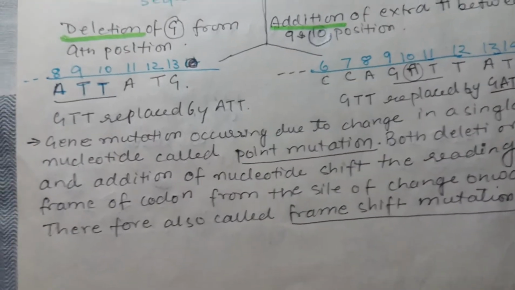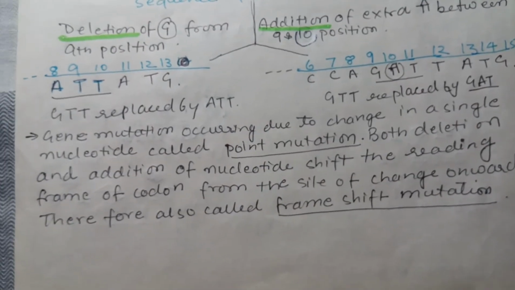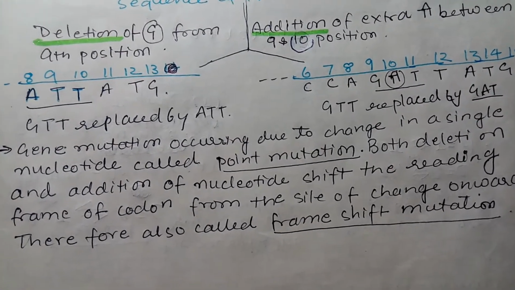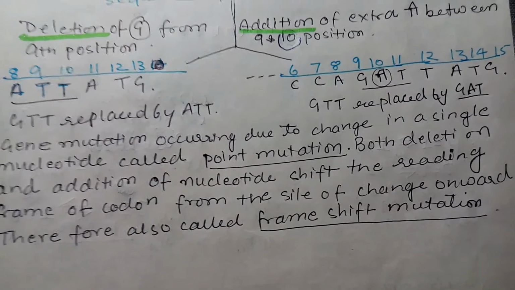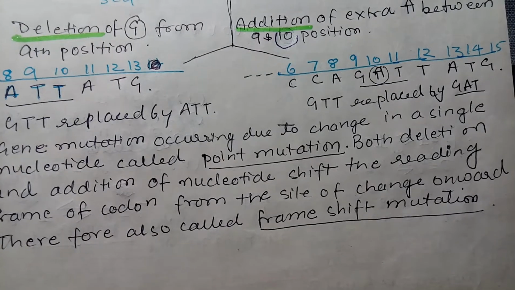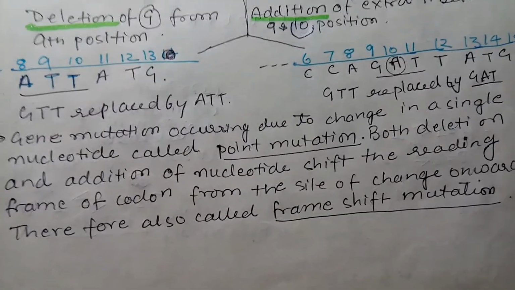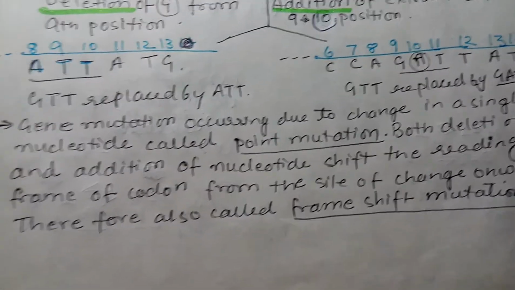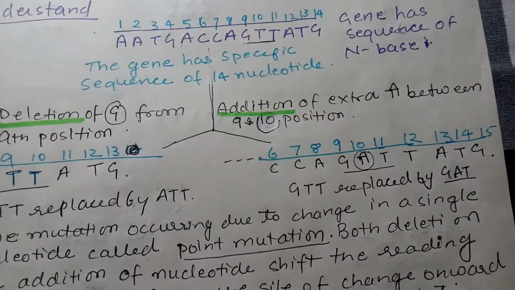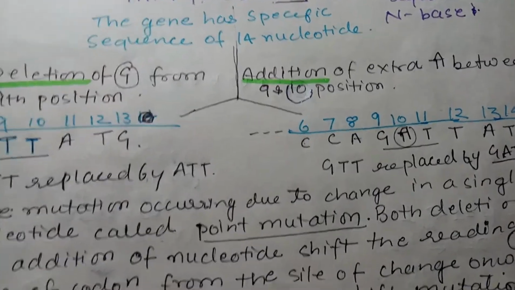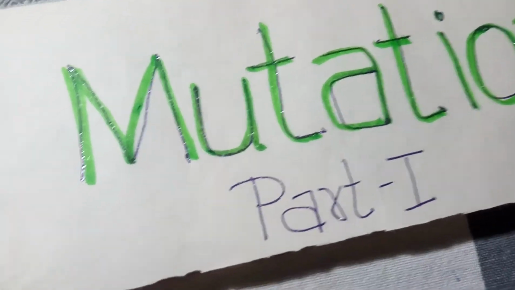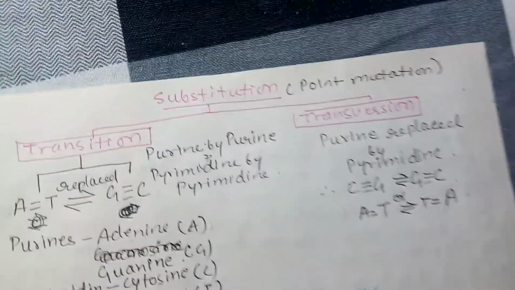So gene mutation occurring due to a change in a single nucleotide is called point mutation. Both deletion and addition of nucleotide shift the reading frame of codons from the site of change onward. Therefore it is also known as frame shift mutation. Since here shifting of frame takes place because of addition and deletion, we say this is a frame shift mutation.